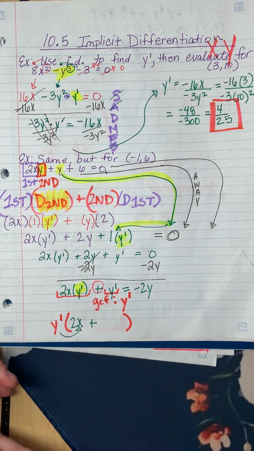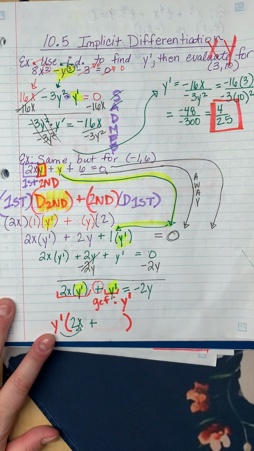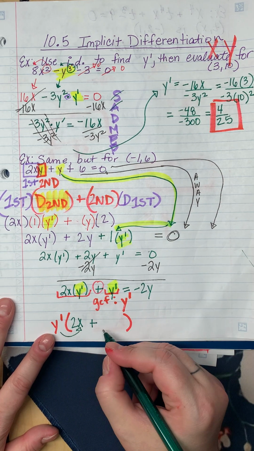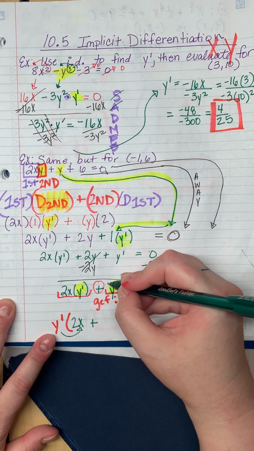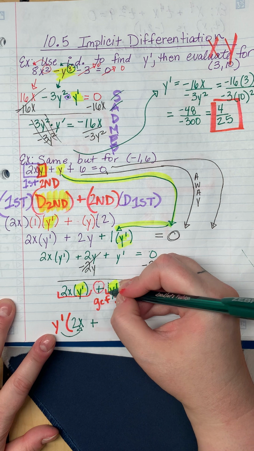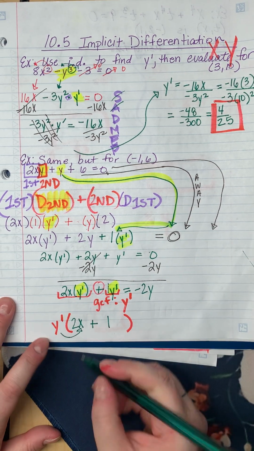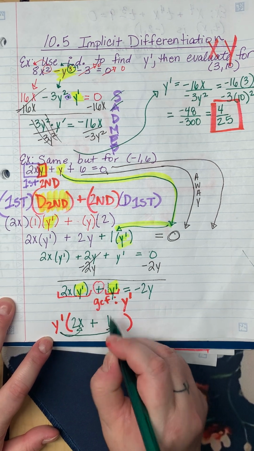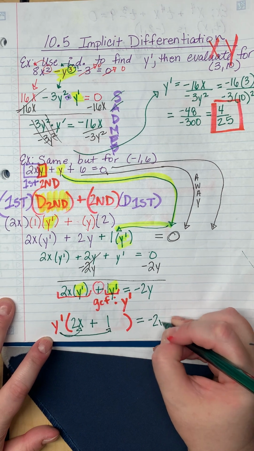Now, if I take this y prime away from after the plus sign, I have to put something. Well, what's the naked number attached to this y prime? It's a pretend 1. So I'm going to say 1. And that makes sense because if we think backwards, y prime times 1 is y prime. And then we're equal to negative 2y.